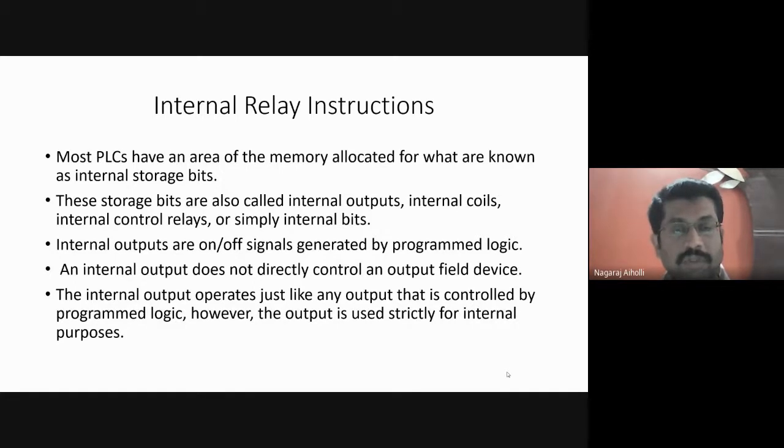The internal output operates just like any output that is controlled by programmed logic. However, the output is used strictly for internal purposes only. The output whatever is being obtained is used for internal purposes within the PLC only. It is not meant to control the field device. The output we get from the execution of the ladder diagram is meant for internal purposes only within the PLC. It is not meant to control the field devices.